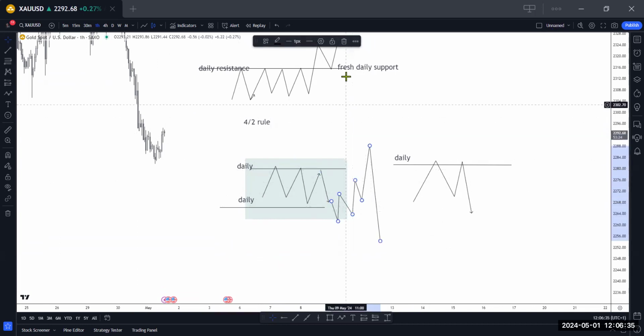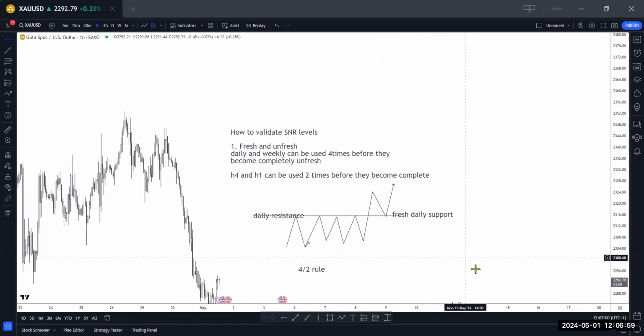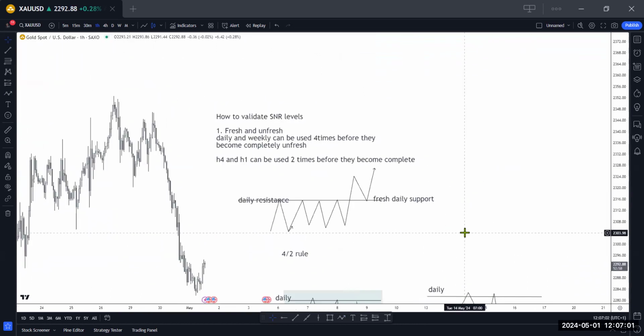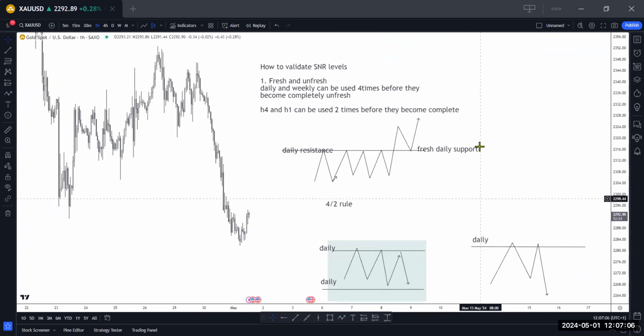So let me take this off. Okay, so this daily level has been used 1, 2, 3, and then price continues this way. There's a chance that price would continue with this new fresh daily level rather than coming to this level. Why? Because this level is fresher than this level. So validating an SNR level, you must always consider fresh zones, fresh SNR levels. Okay. All right.